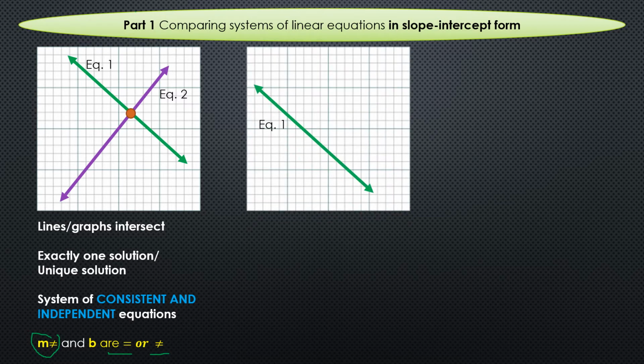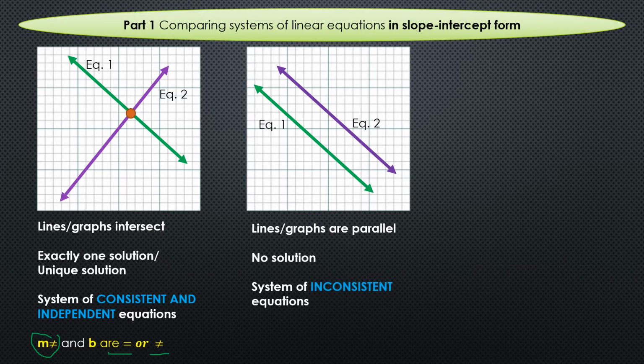Next, line 1 is our equation 1, line 2 is our equation 2. As you can see, the lines or graphs are parallel. This means that there is no solution because the lines will never meet. This system is called inconsistent. The slopes here are equal and the y-intercepts are not equal.